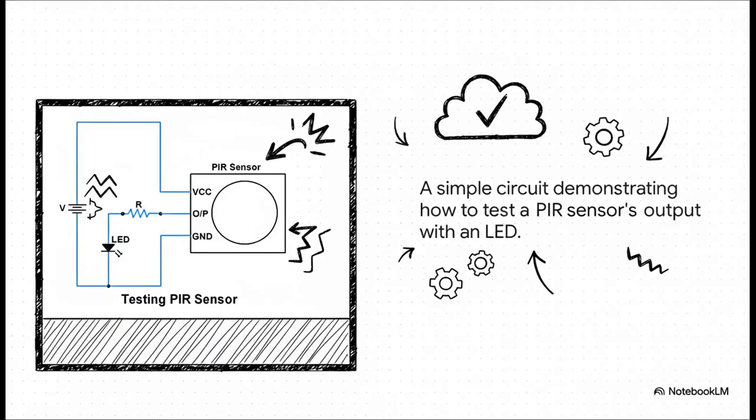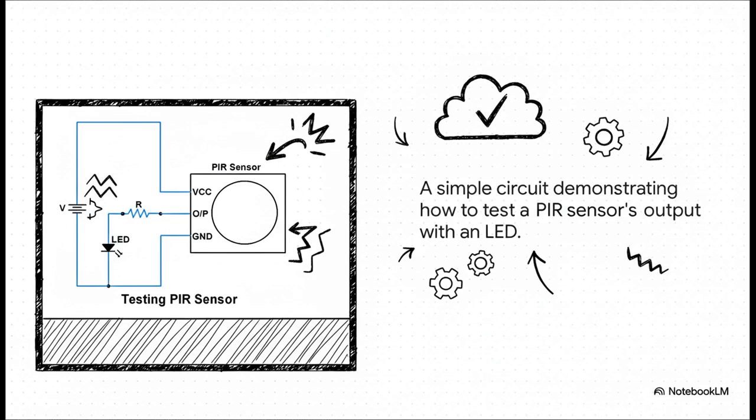Let's make this real. Look at this circuit. We've got a motion sensor hooked up to one of our input pins and a little LED on an output pin. So, what's the code doing? Well, first, you'd use pin mode to tell the Arduino, hey, this pin is for listening to the sensor and this other pin is for controlling the LED. Easy enough.